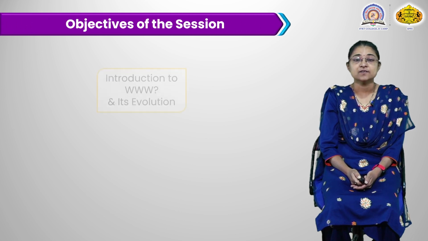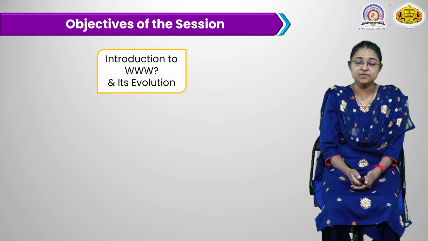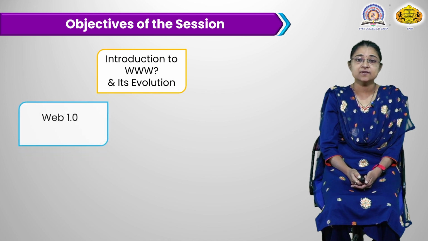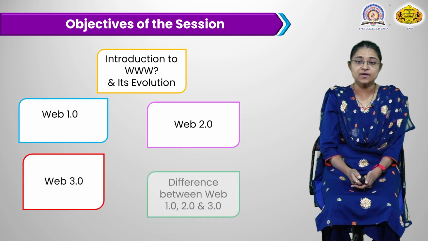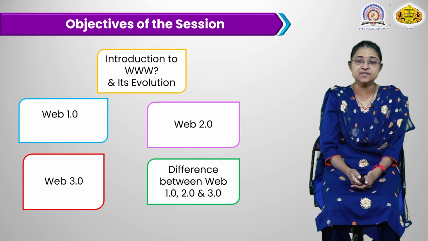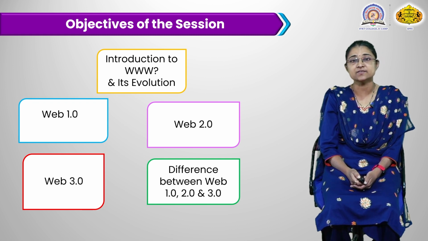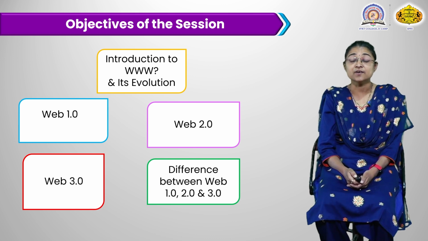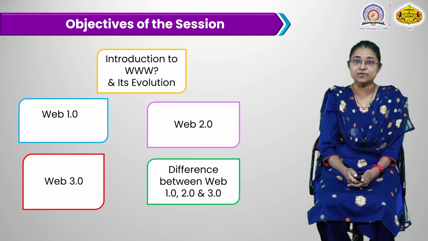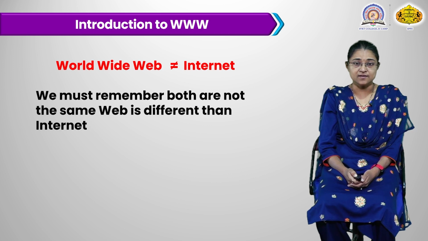Today, dear friends, we are going to learn about the web, that is World Wide Web, and its evolution: Web 1.0, Web 2.0, Web 3.0, and the difference between Web 1.0, 2.0 and 3.0. In earlier sessions, we have learned about e-resources, Enlist, Shodhganga, and the difference between barcode and QR code. Today, we are going to learn about a new topic, that is www, World Wide Web, well known to you. Dear friends, let's start.